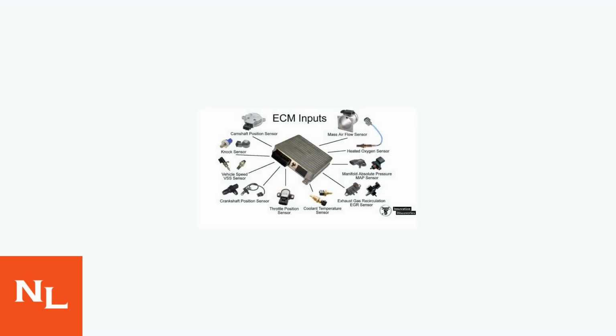To understand this code, we need to identify where cylinder 1 is located in the engine. Here's a typical Ford engine layout showing the cylinder arrangement. The engine control module continuously monitors each cylinder's performance using various sensors. When cylinder 1 fails to fire properly, the ECM detects this through crankshaft position changes and triggers the P0301 code.